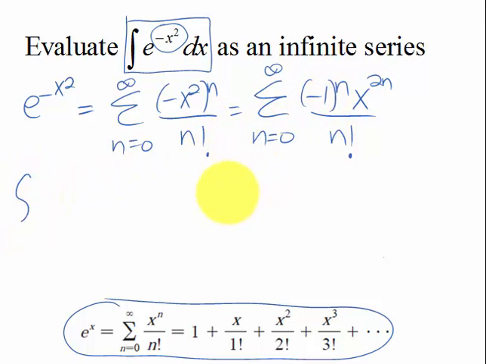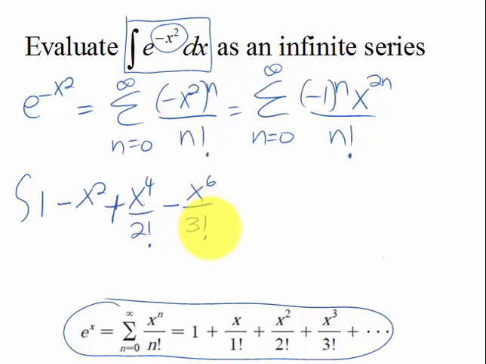So we're going to integrate, getting our first term. If we put in 0 over here we get 1. And then if we put a 1 in, looks like we get negative x squared. And if we put a 2 in, we get a positive. That's going to be x to the 4th over 2 factorial. If we put a 3 in, we're going to have negative, and that's going to be x to the 6th over 3 factorial. Let's do a couple more terms.